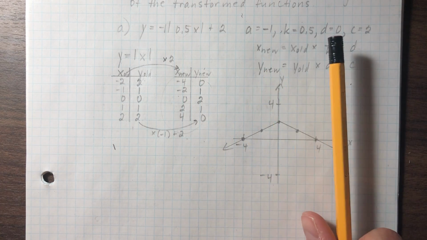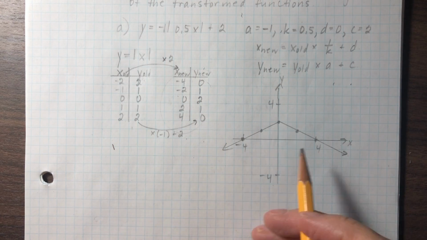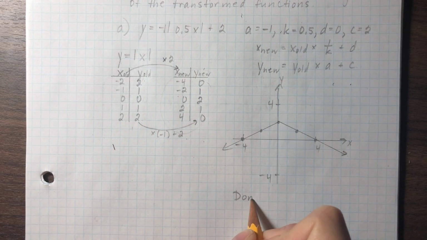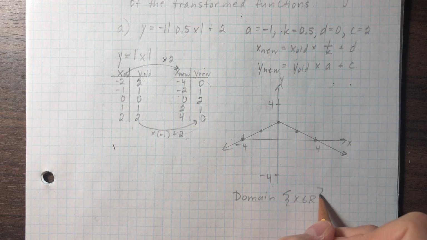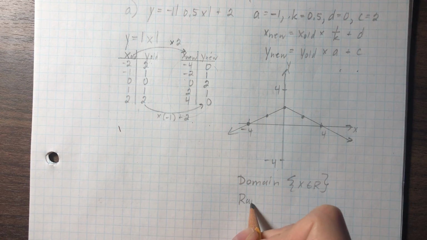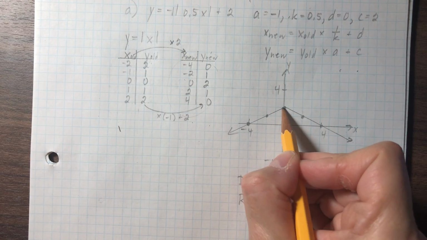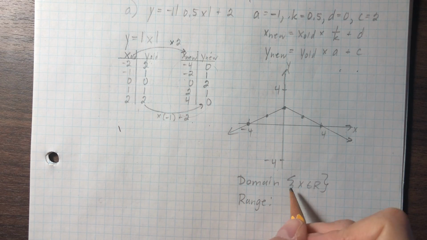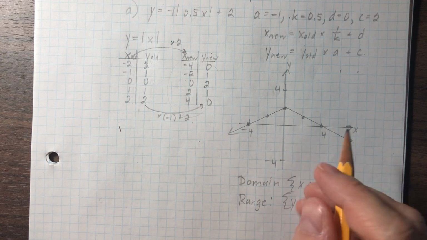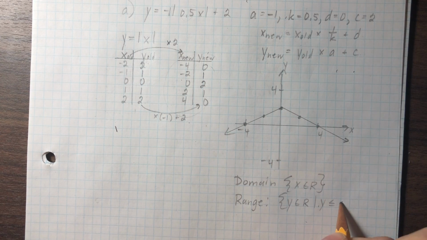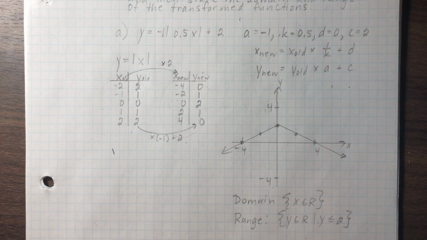Okay, scanning to the right, the graph will continue growing. Scanning to the left, it will continue growing. So the domain, in this case, would simply be x belongs to the real number set. The range, however, is going to be restricted because scanning down it grows, but scanning up, it stops right here. So the highest y value looking at the graph is going to be 2, and the rest of the y values will be lower than 2. So y has to be less than or equal to 2.